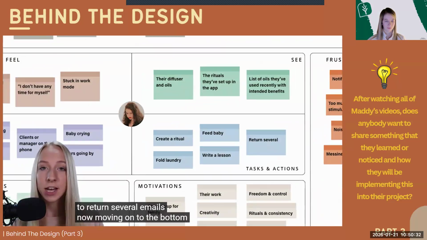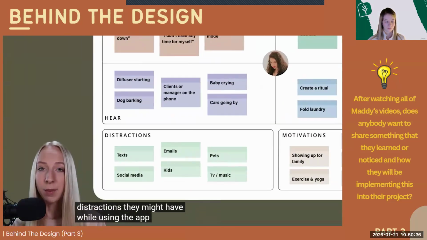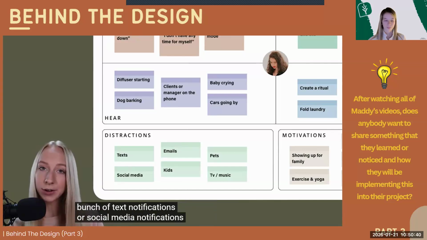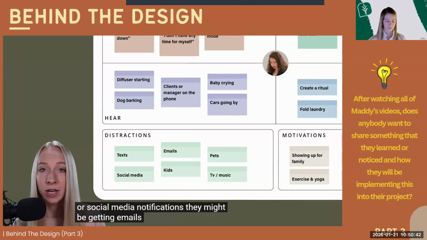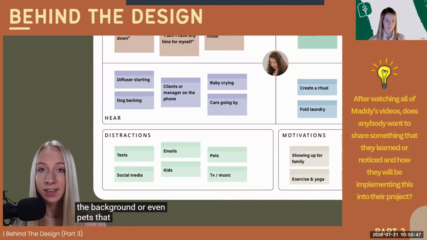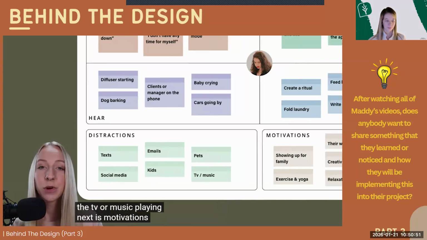Now, moving on to the bottom section, we're going to think about some distractions they might have. While using the app, they might get a bunch of text notifications or social media notifications. They might be getting emails. They might have kids running around in the background, or even pets that need their attention, or even the TV or music playing.